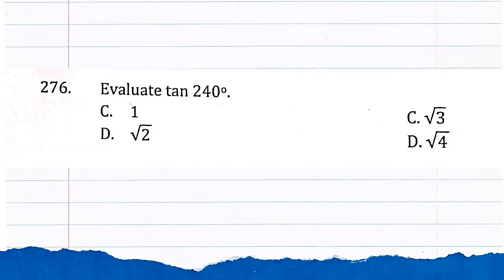For question number 1, evaluate tangent 240 degrees. A. 1, B. Square root of 2, C. Square root of 3, D. Square root of 4. What do you think?